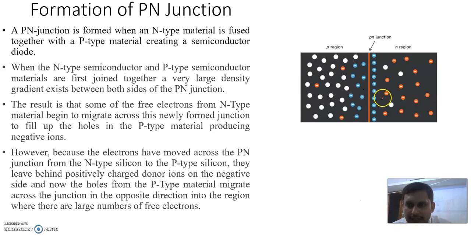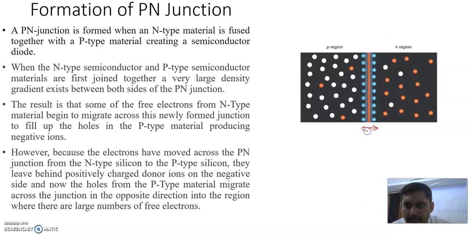Due to the concentration gradient, electrons move from the n region to the p region. When electrons move from the n region to the p region, positive donor atoms are left behind in the n region, which accumulate at the boundary of the PN junction. Similarly, when electrons move into the p region, negative acceptor ions accumulate at the boundary. So this is the wall of positive donor ions in the n region and negative acceptor ions in the p region. This makes the depletion layer.